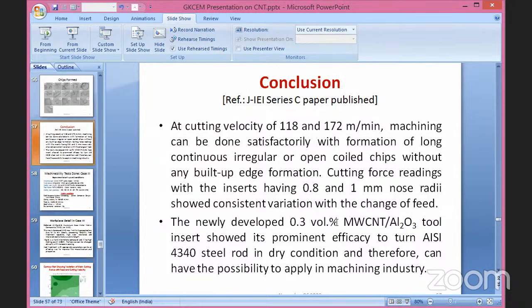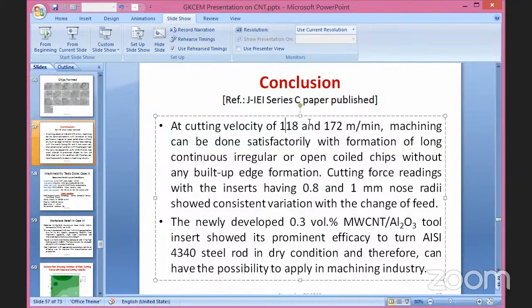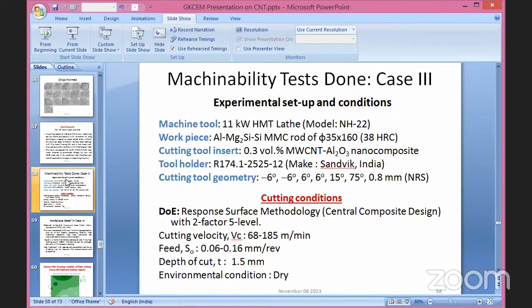I have told already that this multi-walled carbon nanotube and alumina cutting tool insert is showing its prominent efficacy to turn AISI 4340 steel also. So that is one thing we have made, and here these two cutting velocities were identified to give a good amount of machining ability. Now I am coming to the third case study.